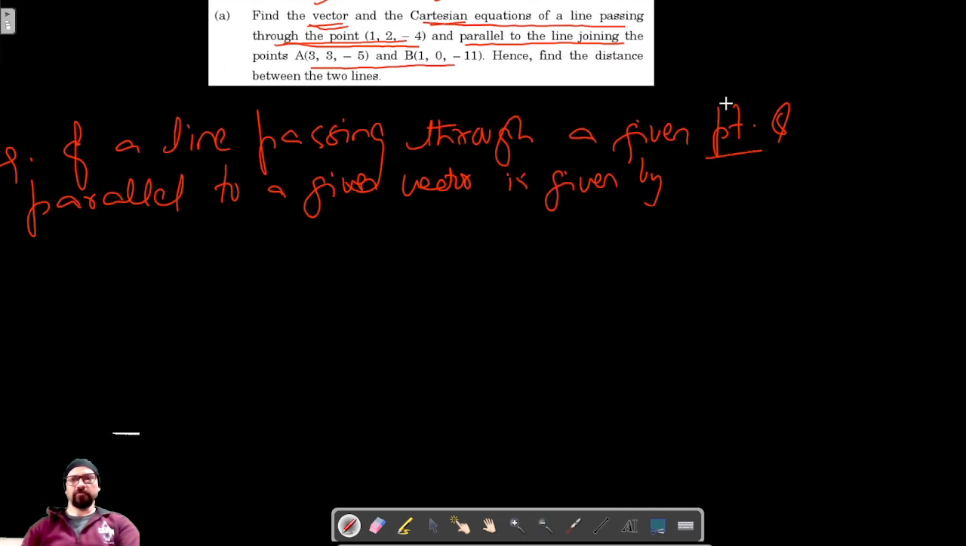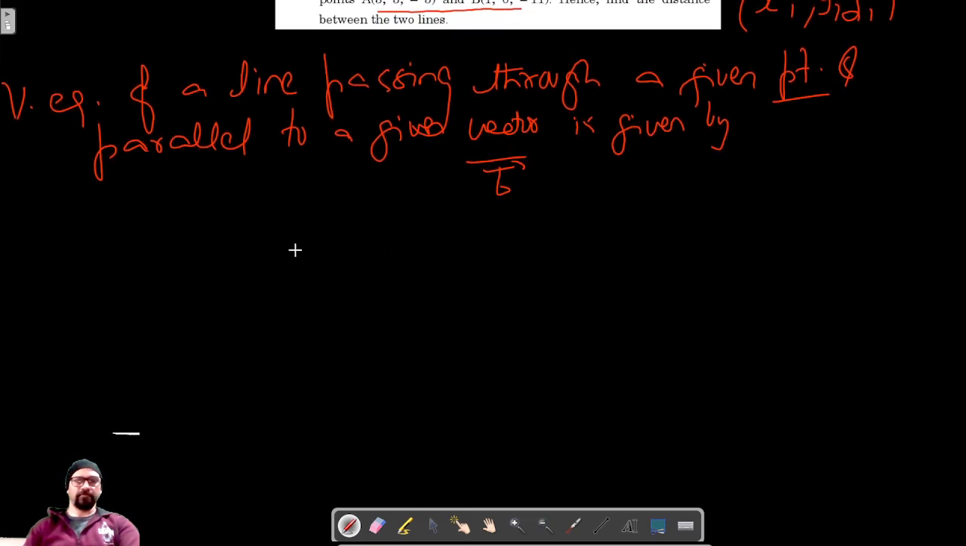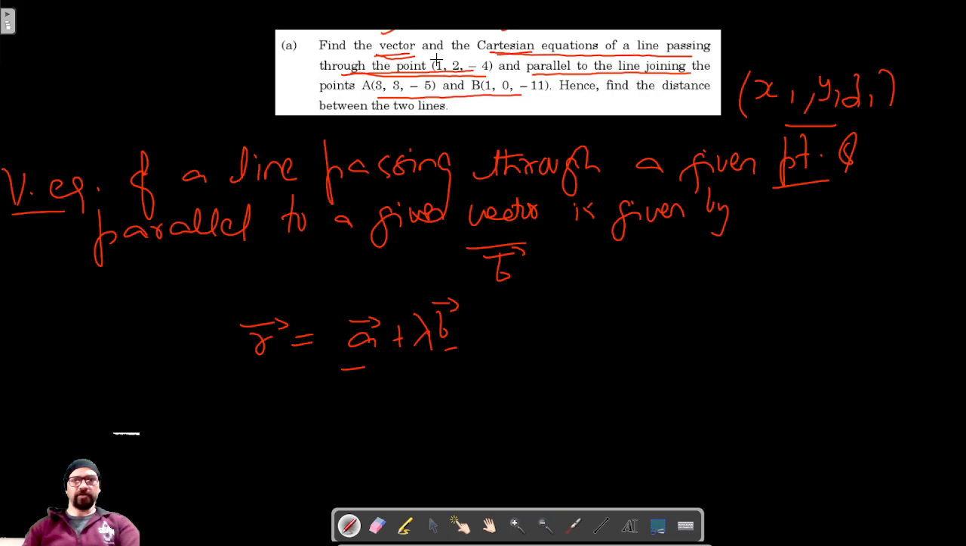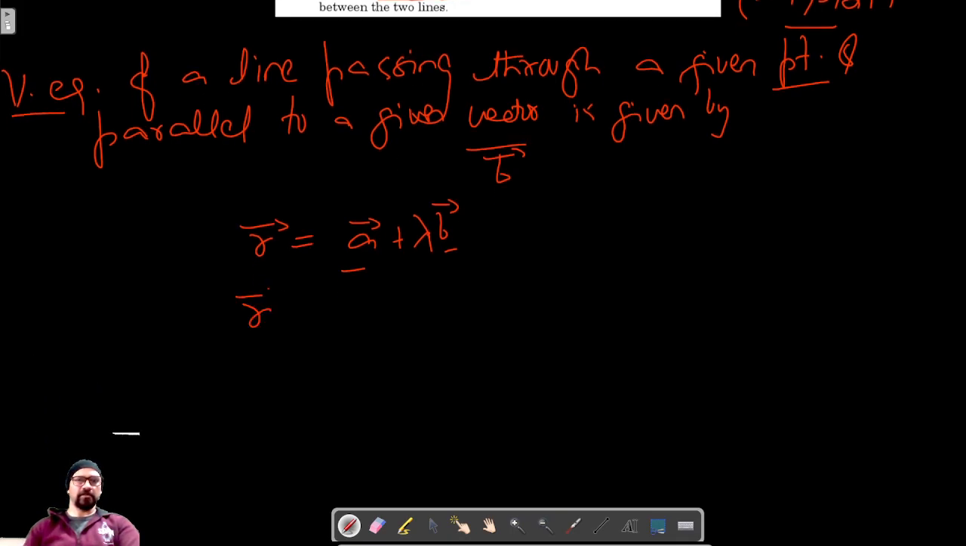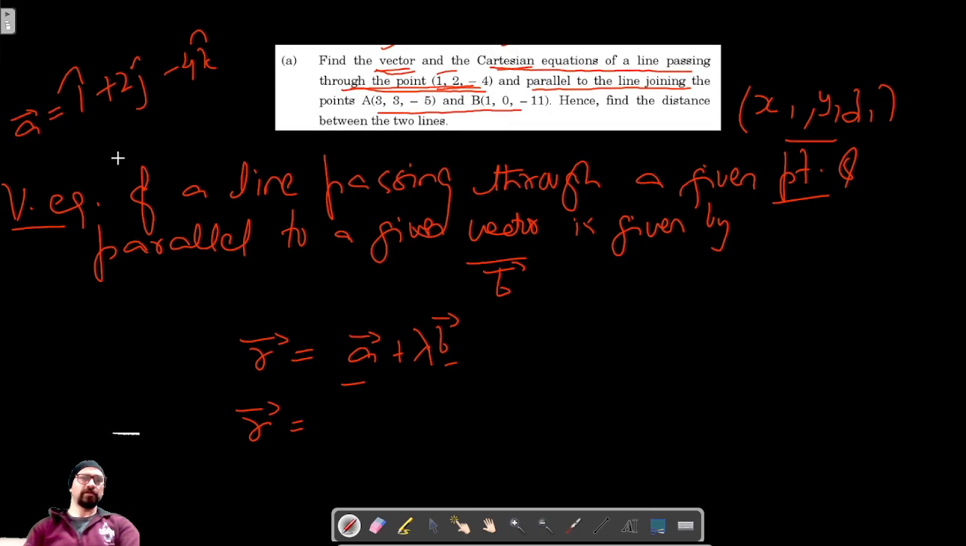So it's passing through a point, let's say the point is (x1, y1, z1), and is parallel to the vector b. So the vector equation of the line is given by r vector is equal to a vector plus lambda into b vector, where a is the position vector of the point and b is the parallel vector. So for the first one, the position vector of (1, 2, -4) is i cap plus 2j cap minus 4k cap.